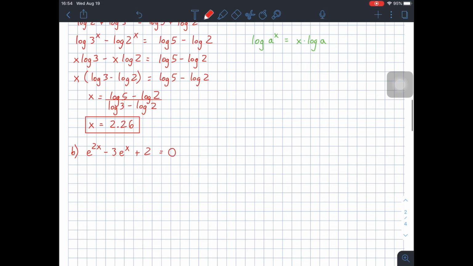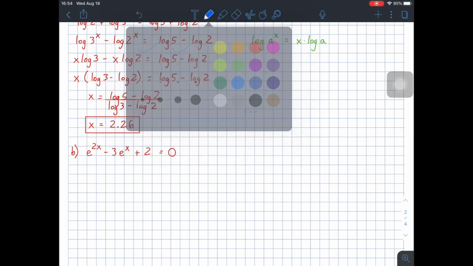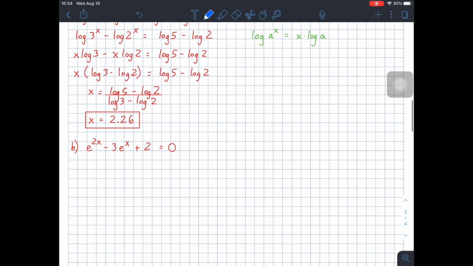Let me do a little change, a variable change for you to be able to notice this. I see that here we have e to the power of 2x, and here we have e to the power of x. So what if I redefine the variable e to the power of x as y? I'm going to call e to the power of x y, right?